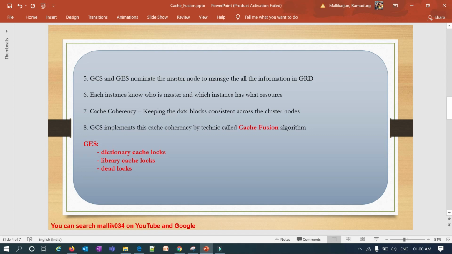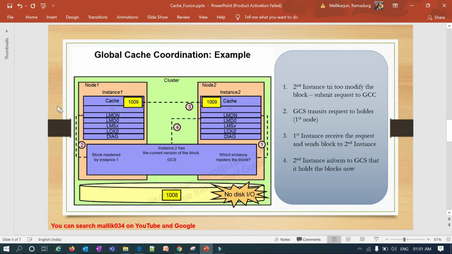So GCS implements this cache coherency by a technique called the cache fusion algorithm. I'll quickly explain how the cache fusion algorithm works in my next slide. Before that, GES is the Global Enqueue Service, and it offers three main functionalities: the dictionary cache locks, the library cache locks, and the deadlocks. These are the three lock mechanisms GES mainly performs. And go to the next slide.